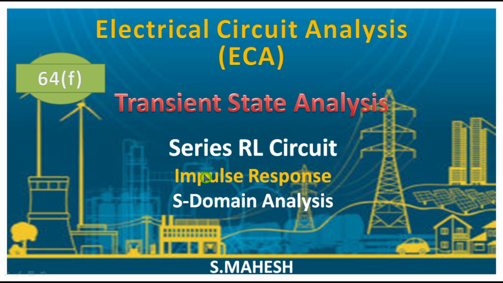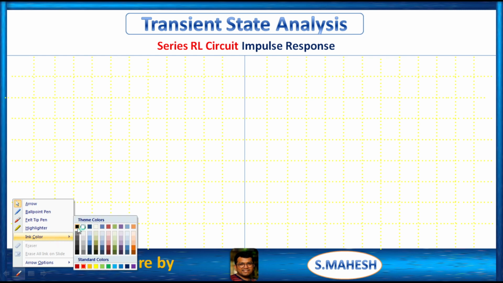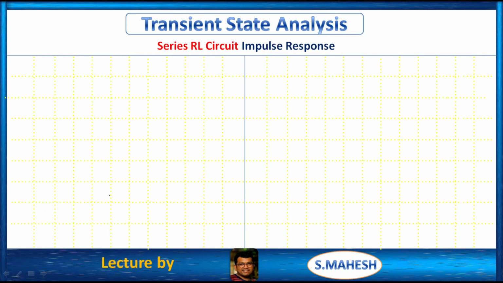Hello everyone, now we have to discuss the impulse response of a series RL circuit with S domain analysis. That is, we are providing the Laplace domain approach for the series RL circuit to get the impulse response of the circuit. First, we have to get the impulse response for the circuit. The impulse representation is delta of t, right?